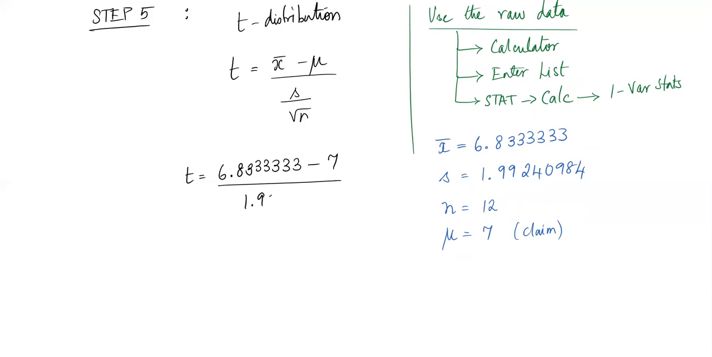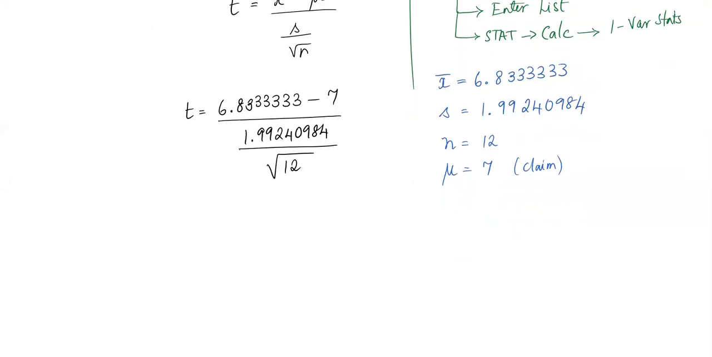1.99240984 over square root of 12. Again, use your calculator. We can clearly see it's going to be a negative answer because you got 6.8 minus a 7. So it's going to be a negative answer. And that comes out to be negative 0.290. Okay? And this is the place where you could round it. This is where you will round.